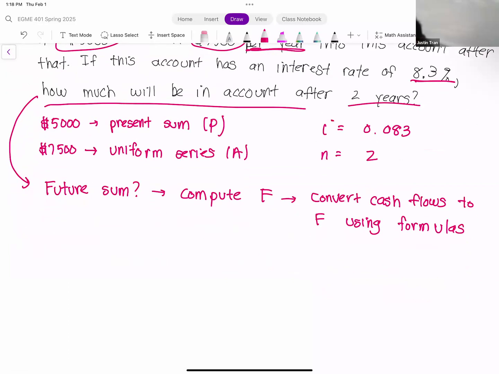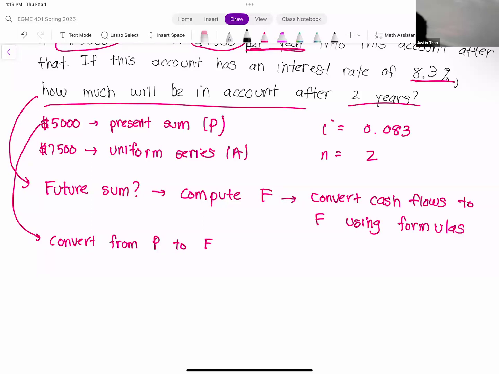All right, so we'll do these one at a time. We don't have to convert everything at once. Remember, once you convert everything to the same type of cash flow, or basically a cash flow that occurs at the same time, you can just simply add them. So if we convert that present sum to a future sum, and then we convert that uniform series to a future sum, we can take both of those results and just simply add them together. So let's start with the $5,000. This $5,000 we want to convert from P to F.